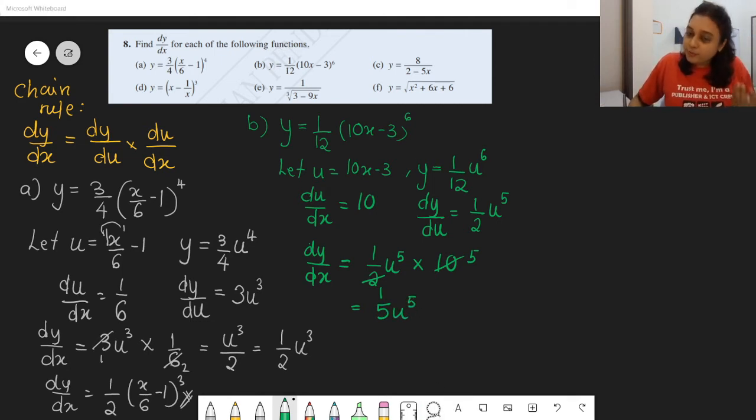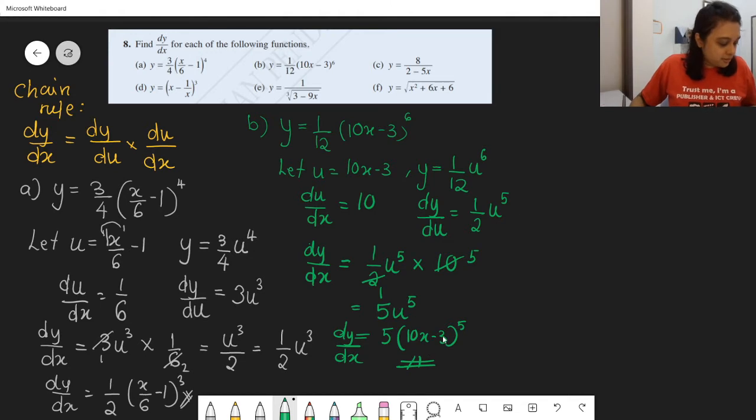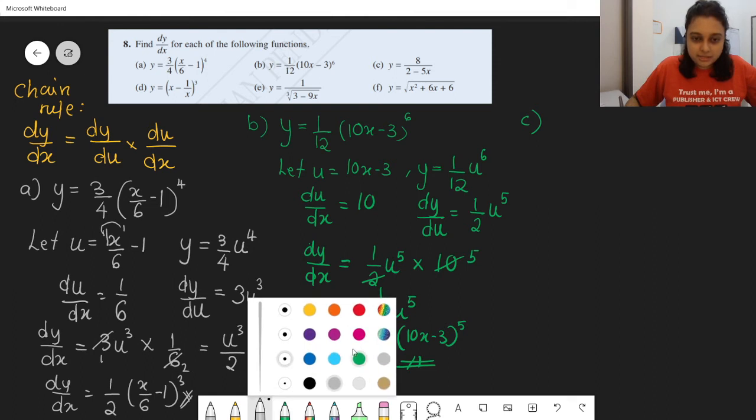Don't leave it in terms of u, you have to substitute back what was u. What was u initially? 10x minus 3. So this is dy dx, 5 times (10x minus 3) to the power of 5. Okay, let me check. Yeah. Okay, let's do C.